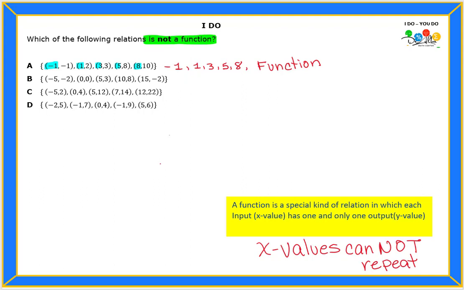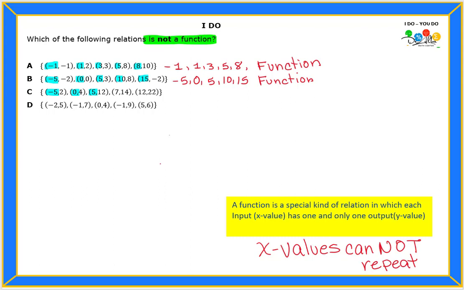Okay, what about B? Let's go ahead and highlight the x values and we're going to rewrite them. Okay, so I'm going to start with -5, 0, 5, 10, and 15. What do you notice about my numbers? Am I repeating any of the numbers? No, right? Therefore, this is also a function.